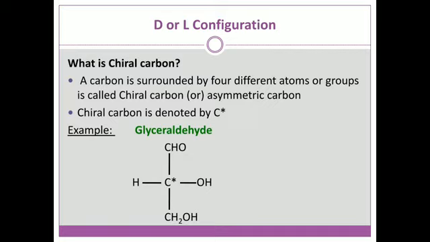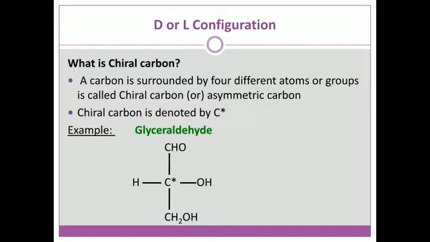Now let us see what is chiral carbon. A carbon surrounded by 4 different atoms or groups is called chiral carbon. Let us see one example, glyceraldehyde. So this compound is glyceraldehyde. Why we discussed glyceraldehyde? Because all sugars are derived from glyceraldehyde.